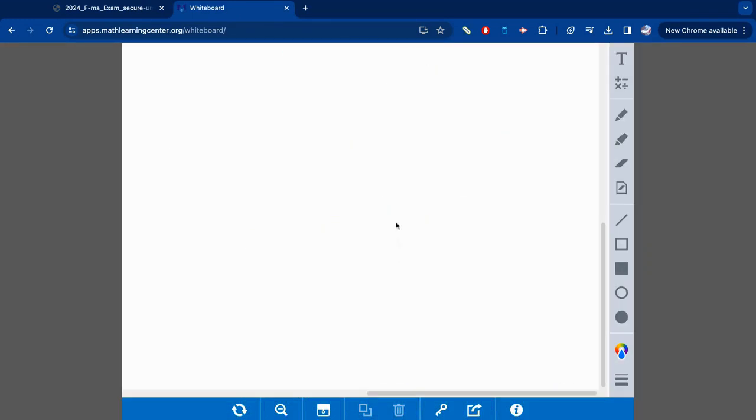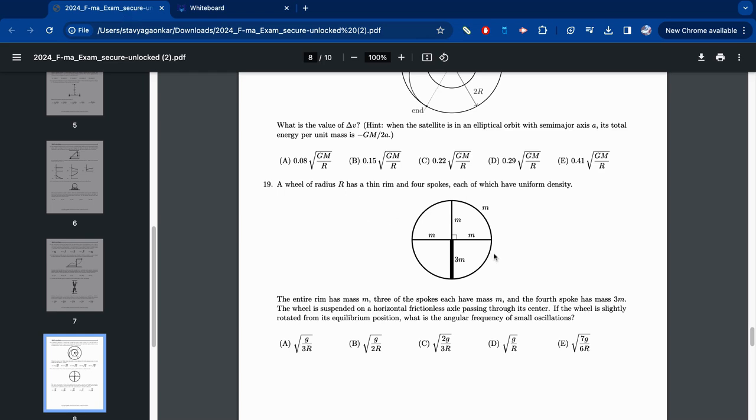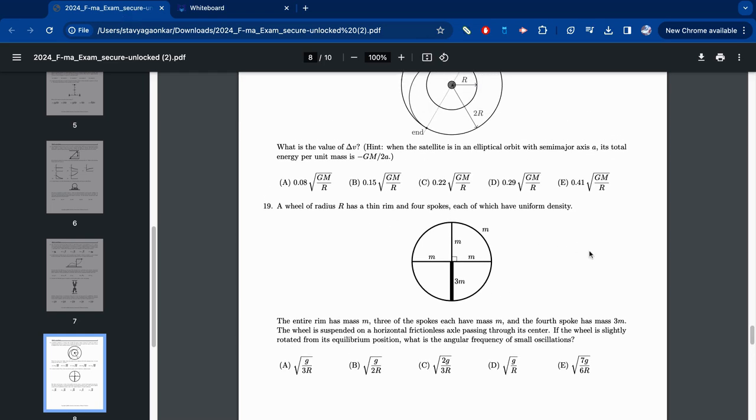Next problem, problem number 19. A wheel of radius r has a thin rim and 4 spokes, each of which has a uniform density. The entire rim has mass m. 3 of the spokes each have mass m, and the fourth one is 3m. We want to figure out what the angular frequency of small oscillations is if it's suspended on an axle passing through its center.